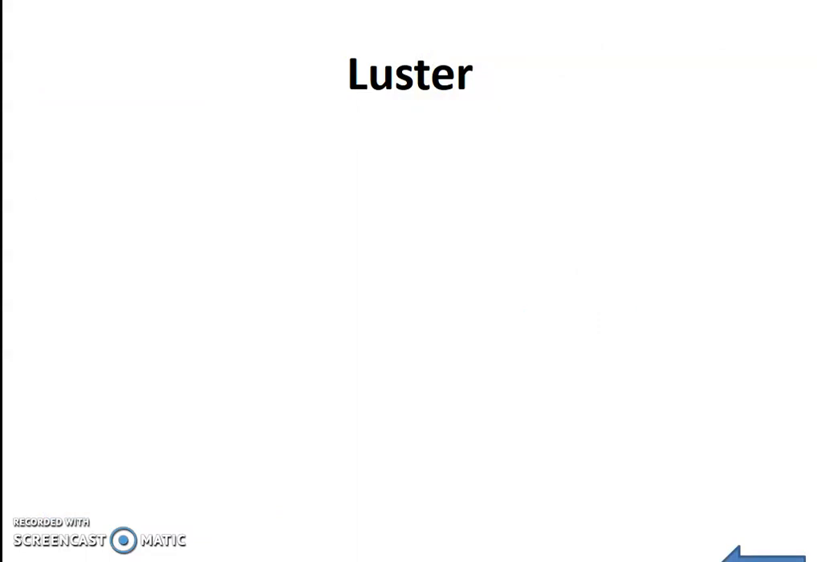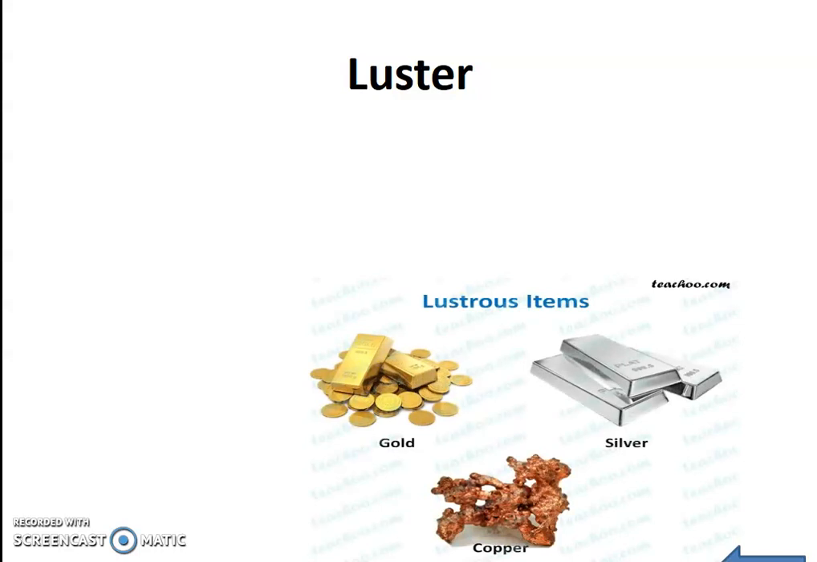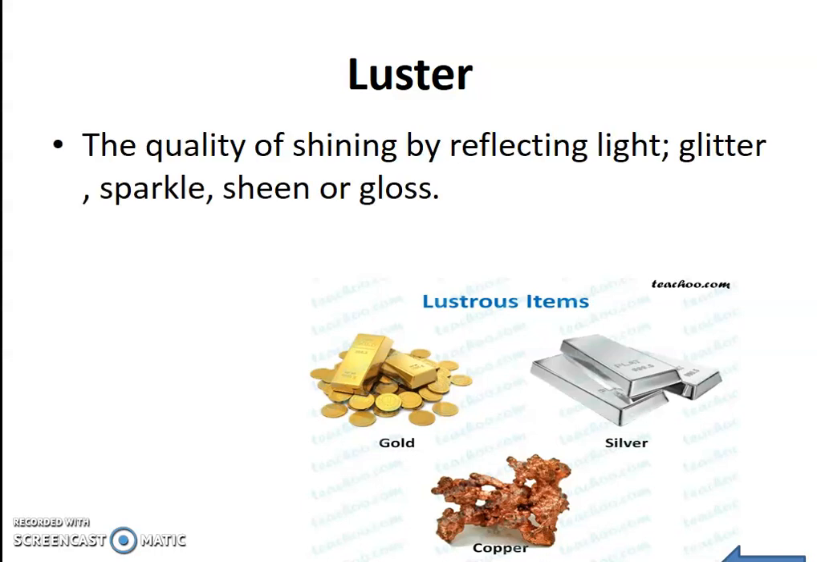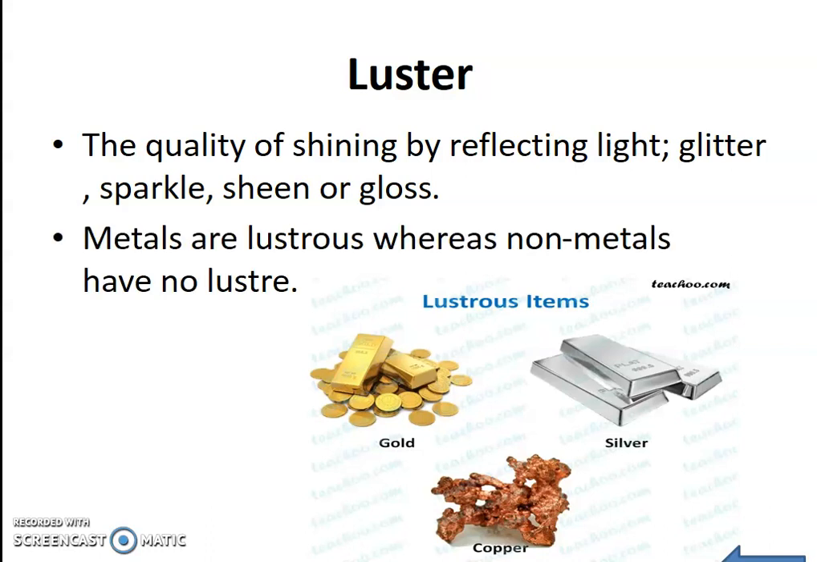First property is luster. What is the meaning of luster? The shininess. Here, observe this: gold, silver, copper. What are they? They are shining metals. Where are we using them? We are using them for making ornaments and coins. They are costly metals. The quality of shining of metal by reflecting light, showing glitter, sparkle, sheen, gloss, is called lustrous. Metals are lustrous, while non-metals have no luster.